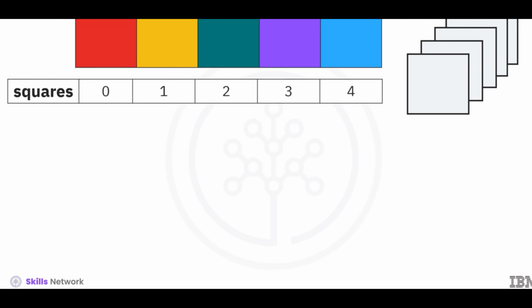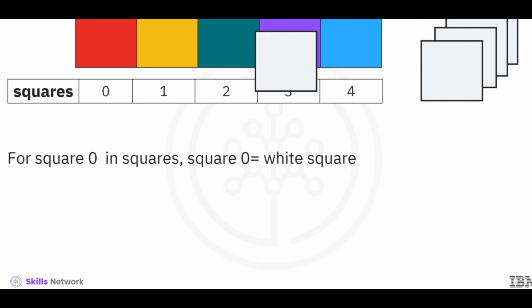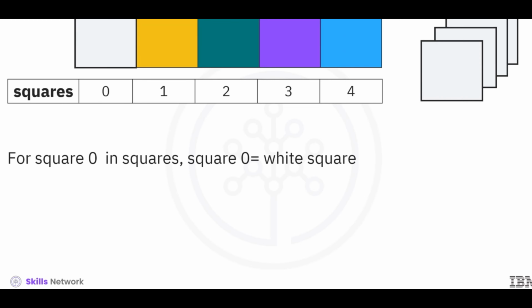Let's give each square a number to make things a little easier, and refer to the group of squares as squares. If we wanted to tell someone to replace square 0 with a white square, we would say, replace square 0 with a white square. Or we can say, for square 0 in squares, square 0 equals white square.